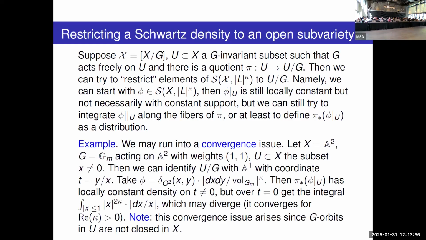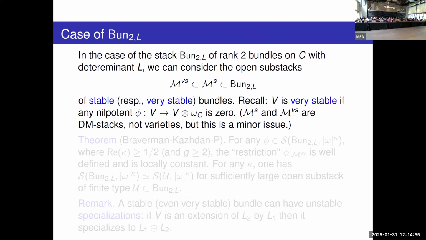Here is a very simple example. You take A^2 with the standard action of the multiplicative group. Then on the subset where one of the coordinates is not zero, there is a quotient: you just take the ratio of coordinates, y over x. And you take the simplest possible Schwartz density. You just take the characteristic function of the ball of radius 1, and multiply by the standard trivialization of the bundle. The bundle here is the canonical bundle to the power of some complex power kappa. Then in the corresponding integrals, you will see that there will be some power, and so the convergence will depend on whether this kappa is big enough. If kappa is bigger than 0, this will converge. Otherwise, there might be some divergence issue. So one has to be careful.